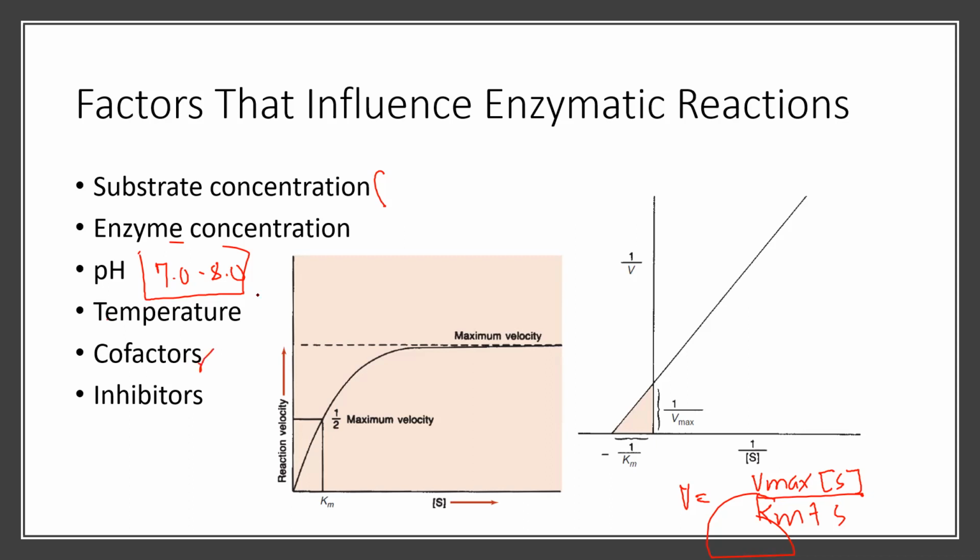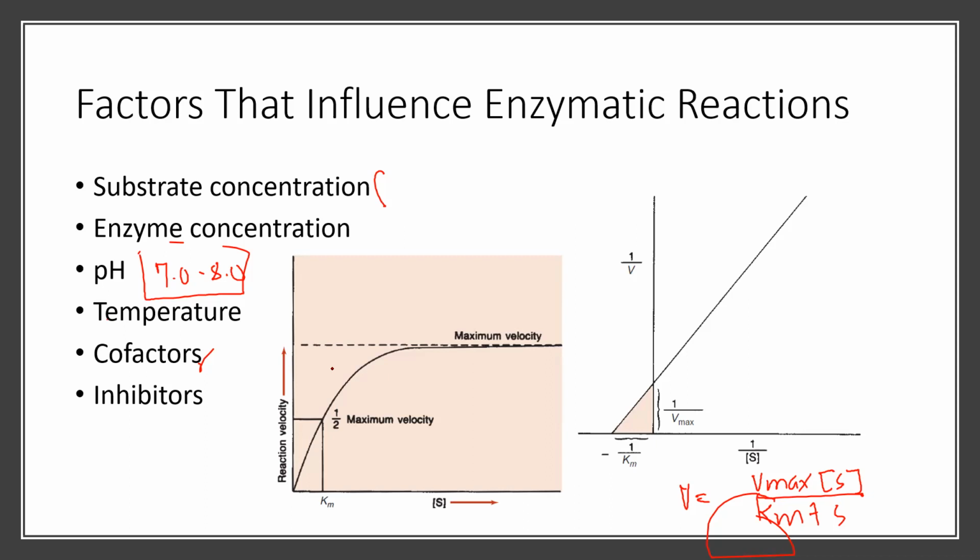Aside from that, cofactors are an important factor that influences enzymatic reaction. Earlier we said cofactors can be an activator or a coenzyme. Usually these are inorganic factors. And what are these inorganic factors? Usually metallic ions. You have magnesium, manganese, calcium, zinc, and potassium. We also have non-metallic factors such as bromine and chlorine.